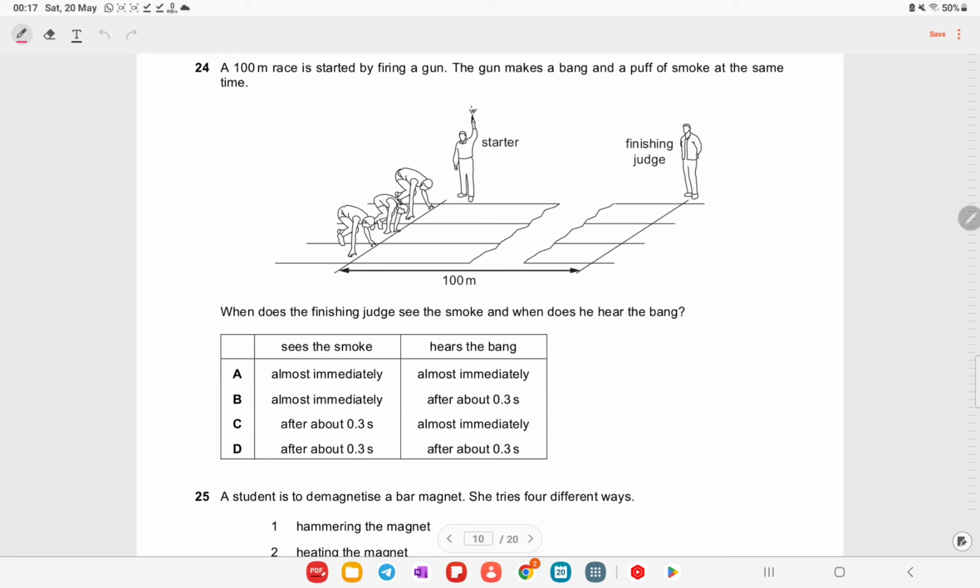Okay, so these two cannot be possible. It's either option A or B. And here the bang is also immediate, and this is no. The sound takes some time to travel in air, so option B is going to be the right answer.